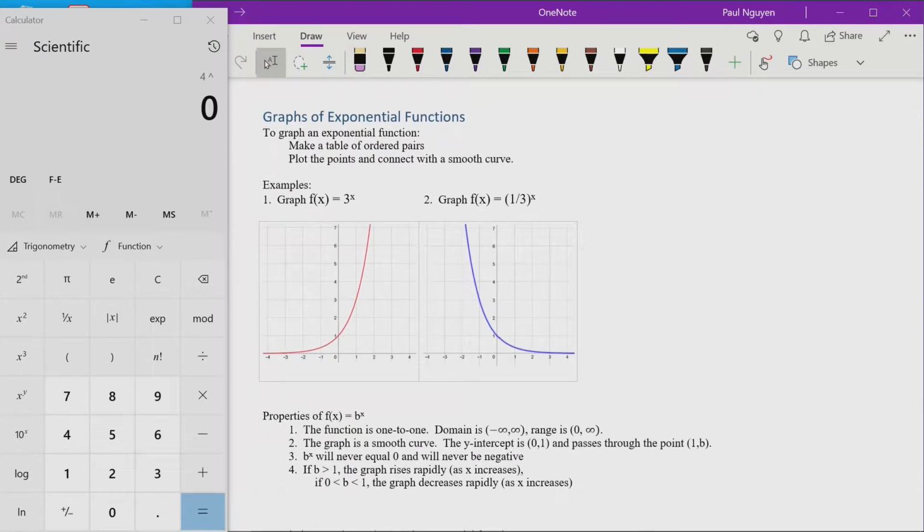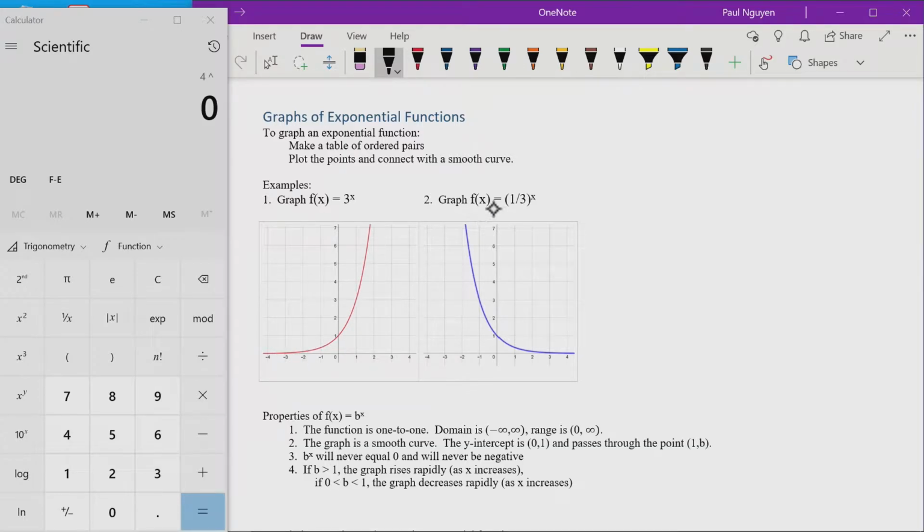Let's look at the graphs of exponential functions. To graph an exponential function, you make a table of ordered pairs, plot the points, and connect with a smooth curve. Here are some examples. If f is 3 to the x, we have a graph that looks like this. Note, if the base is bigger than 1, it's going to increase over time, since when you multiply a number by itself that's bigger than 1, it gets bigger.